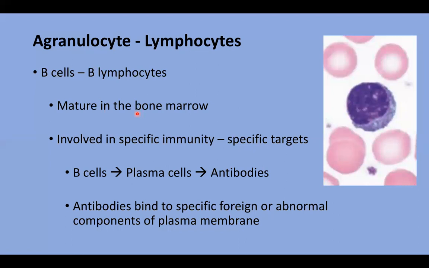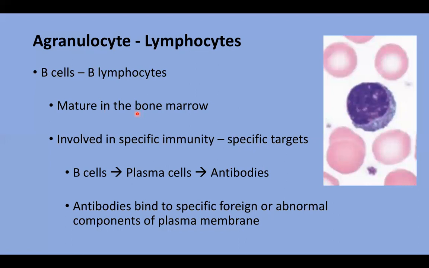So as a child, you got lots of vaccinations. So your B lymphocytes were very active, because when you got a shot for measles, your B cells produced plasma cells, which produce antibodies specific to the foreign particles of the measles virus. Same thing with chickenpox, specific antibody for the chickenpox virus. Mumps, specific antibody for the mumps virus.